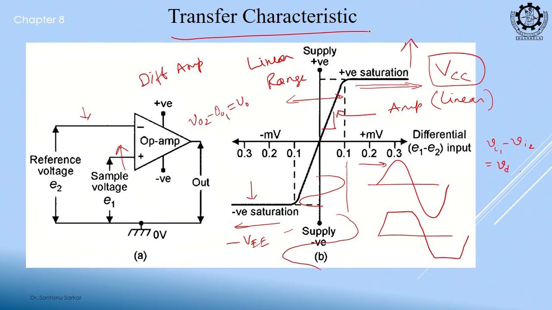What is the meaning of transfer characteristics? V0 versus V in. Output versus input. So, you see the difference. The y axis is output voltage, the x axis is input voltage. Which input voltage? Differential input voltage. Which output voltage? Differential output voltage.